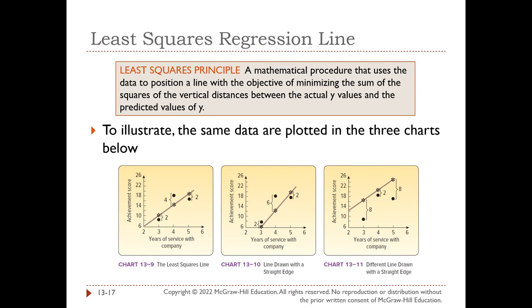And they do provide 3 little areas. So they have the least squares line right here. And you can see that they're really trying to show how far apart the actual point is from the line. Then they have the line drawn with a straight edge. It's a little bit bigger right here at this point, at 6. So this was a straight edge, going where the first point is. And then this is a different line drawn with a straight edge.